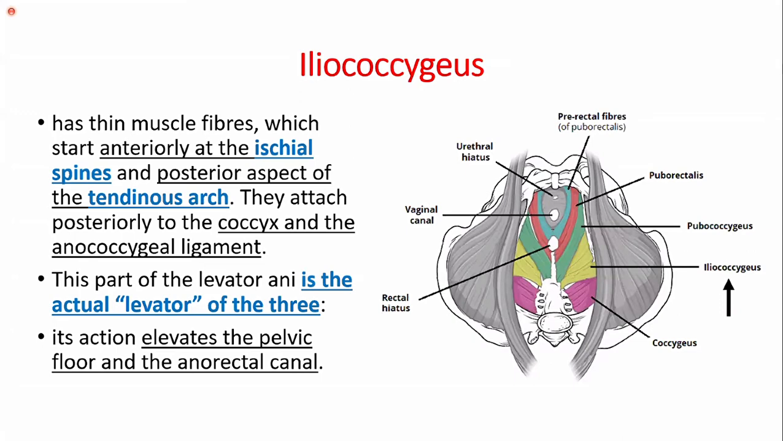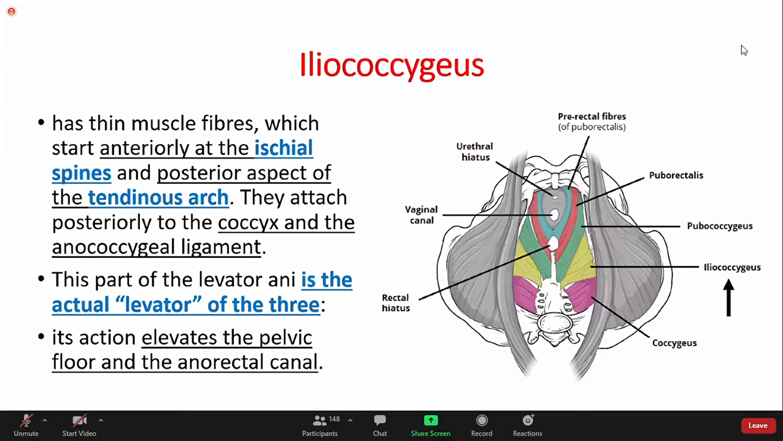If this muscle is damaged, somebody will have something called a prolapse. What do we mean by prolapse? The viscera can fall down. Make sense, guys? So it is suspending the pelvic cavity and the organs in the pelvic cavity.